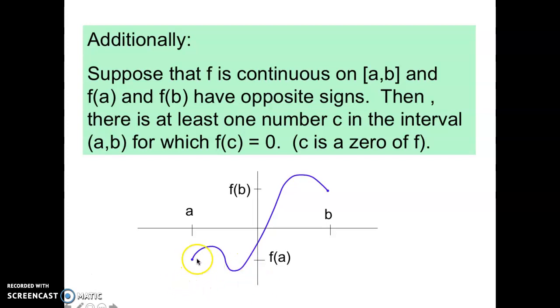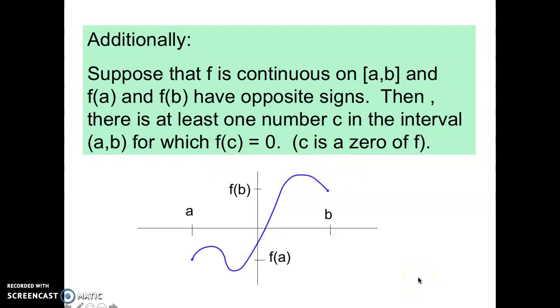In other words, the output at A is negative and the output at B is positive, or vice versa. So the output at A and the output at B have opposite signs. Then the theorem says there's got to be at least one number, C, in the interval from A to B, where the value of the function will equal 0. In other words, in order to get from this endpoint to this endpoint, if one endpoint is a negative output and one endpoint is a positive output, and I have a continuous function, I have to go through the x-axis at least once. In other words, I have to have at least one zero for the value of the function.